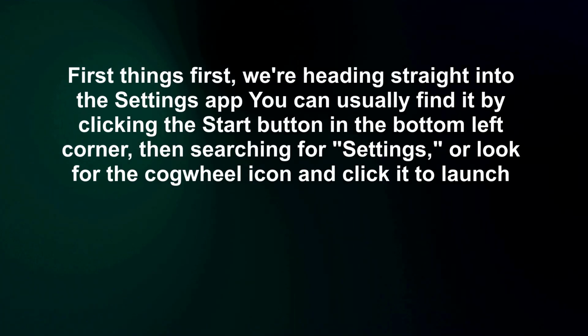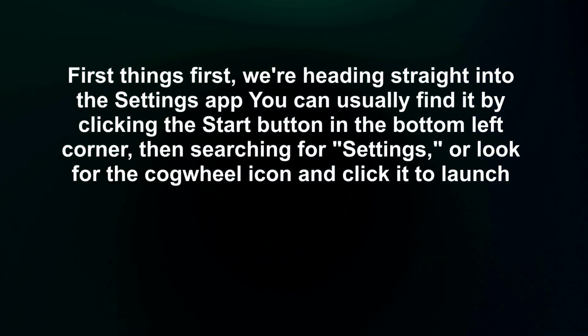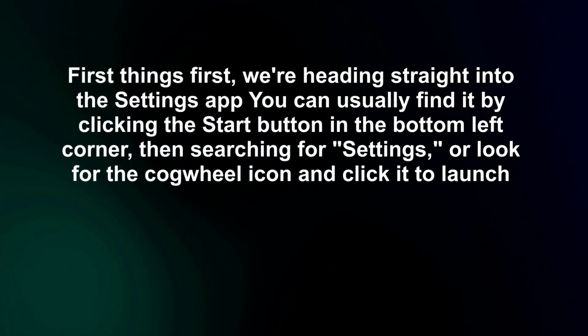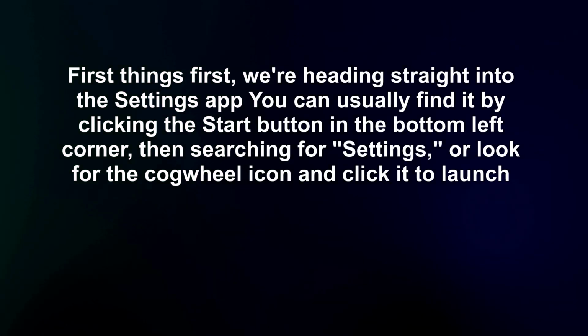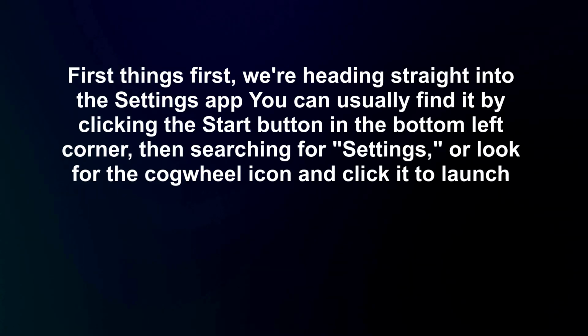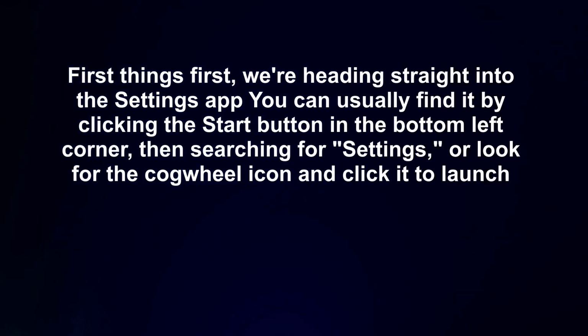First things first, we're heading straight into the Settings app. You can usually find it by clicking the Start button in the bottom left corner, then searching for Settings, or look for the cogwheel icon and click it to launch.